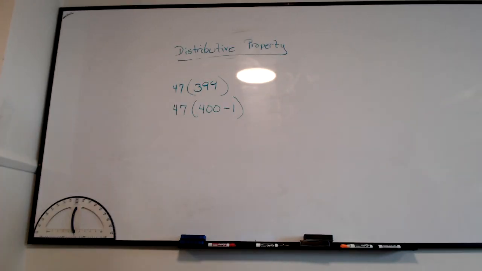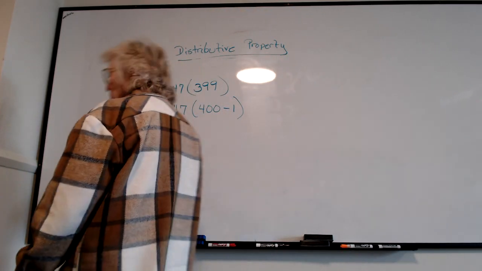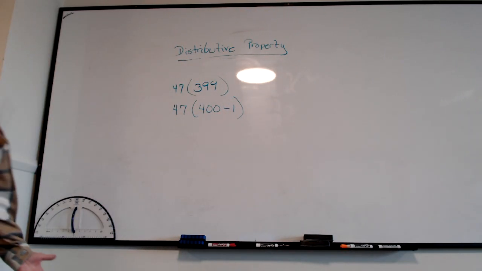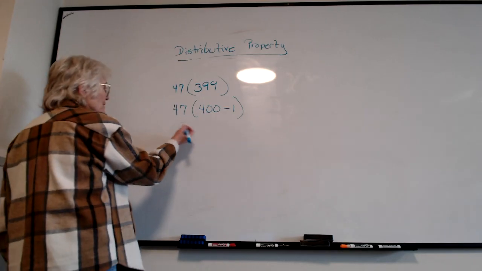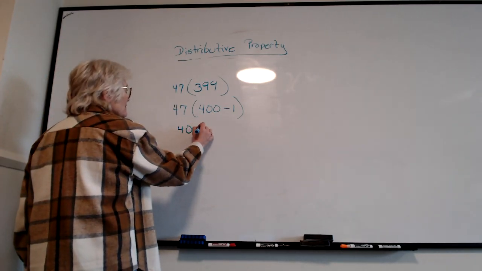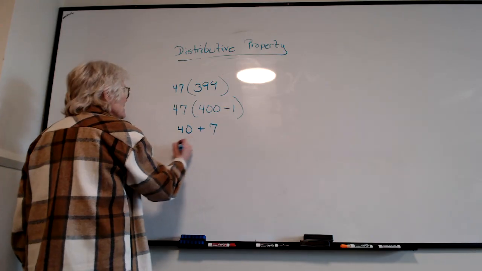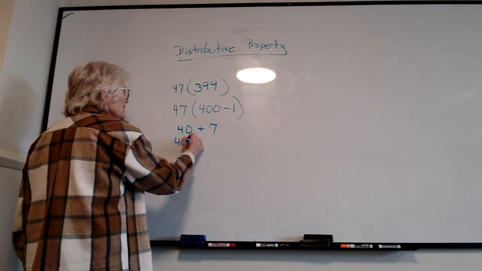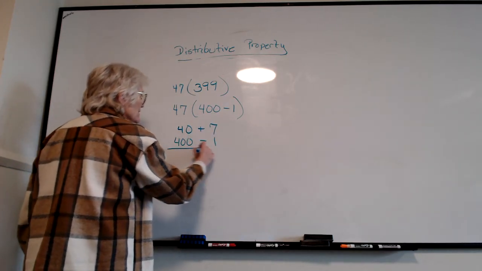You see what I see there? 399 is very close to 400. 400 is easy because it's got several zeros. Don't have all those nines there. Okay, minus 1. Now, I could take 47 and multiply it by 400, or if I wanted to, I could do it like this. I'm going to write it this way this time. 40 plus 7 times 400 minus 1.